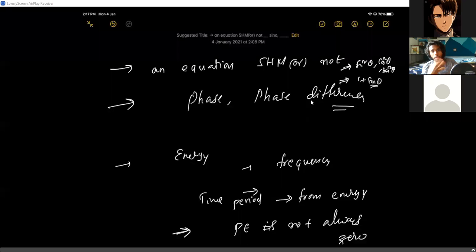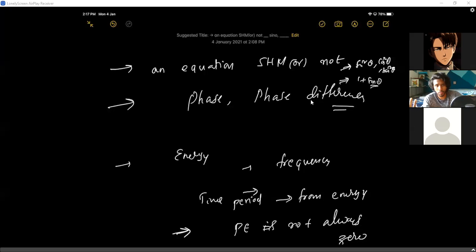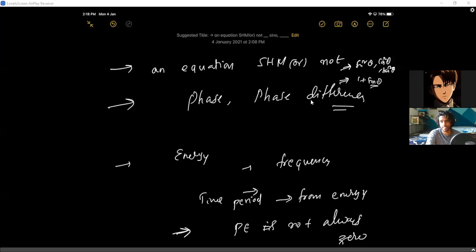The thing is, they give you a random equation. Let us say y equals x. That is the equation. Is that an SHM equation? First of all, it is not at all a displacement equation, because there is no time in it. The equation is not depending on time at all. So it's not an SHM equation.